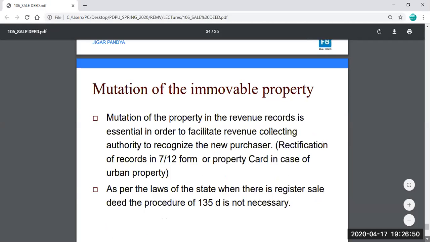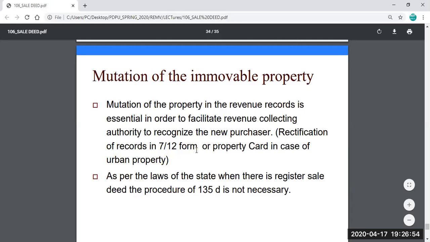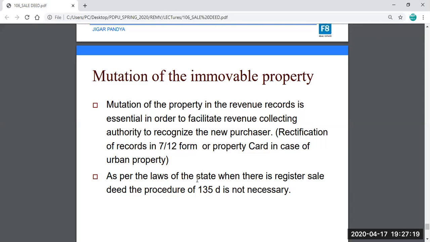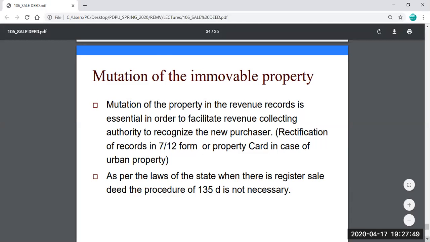And the final aspect is the mutation of the property in the revenue records, essential to facilitate the revenue collection authority. If it's a land, especially agricultural land, you need rectification in the 7/12 form. And if it's urban property, on the property card, that now you are the new owner of the property and the new buyer will be responsible for paying the revenue to the government. As per the laws of the state, when there is a registered sale deed, a 135D is not necessary. This is something we'll discuss some other time because it's a very long process, but 135D is a notice that is usually given by the government, or by the seller or the buyer, in case there is some problem on the revenue line. So we don't need to get into details of that.